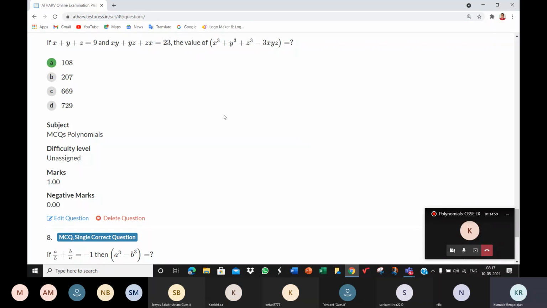Okay. So you've expanded x cube plus y cube plus z cube minus 3xyz correctly. You're right there. Now in the first bracket, what do you have? X plus y plus z. That makes one expression. X plus y plus z makes an expression whose value is 9.